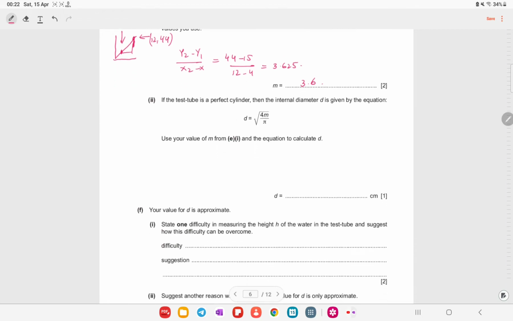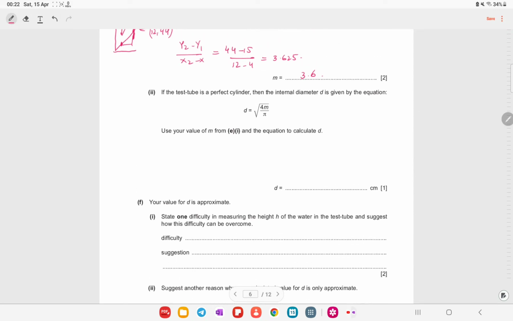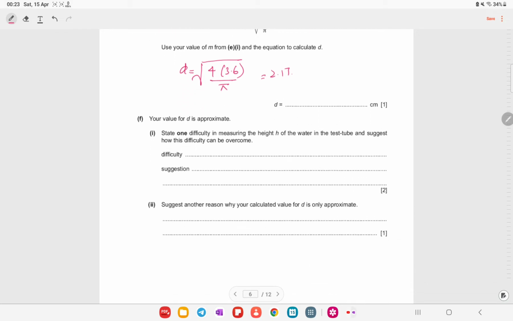If the test tube is a perfect cylinder, then the internal diameter D is given by this equation. Use the value of this. Okay, so now D is equal to the square root of 4 times M, where M is 3.6, divided by pi. You use the calculator and get your value, which is going to be 2.17. So it's easy. Your value for D is approximate.